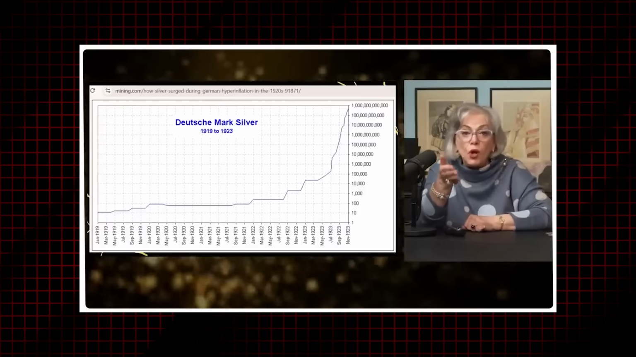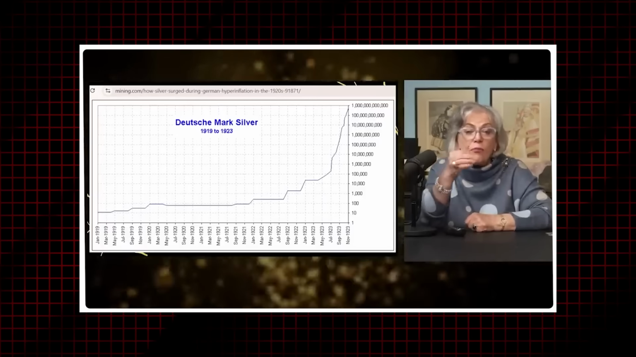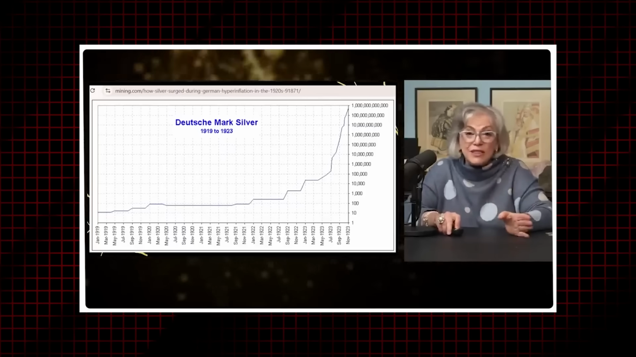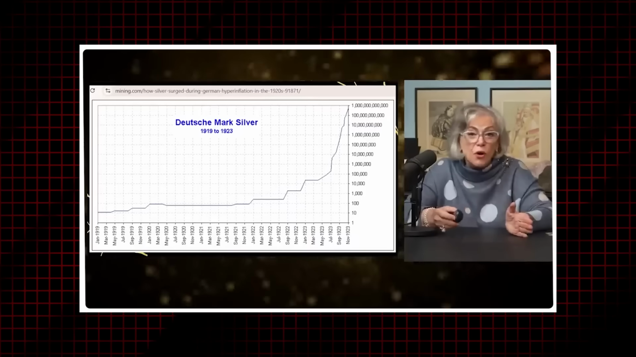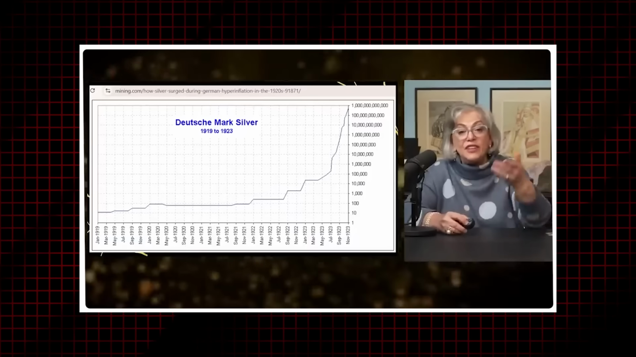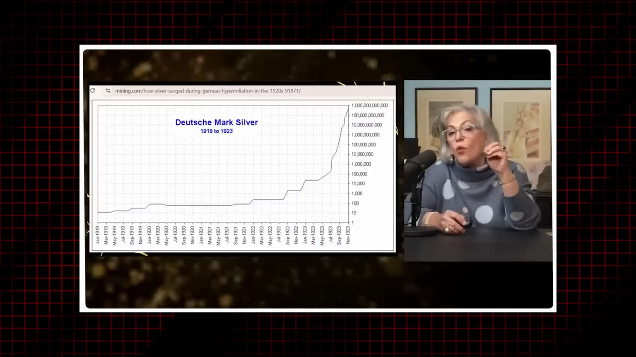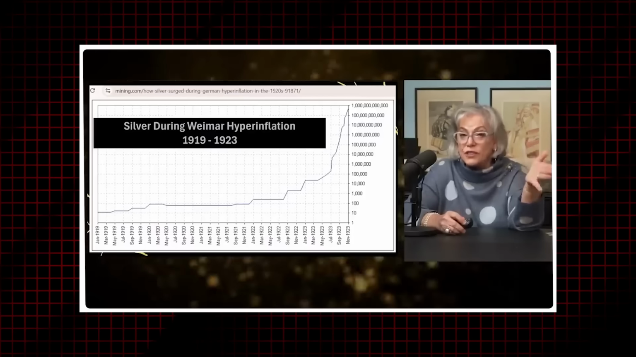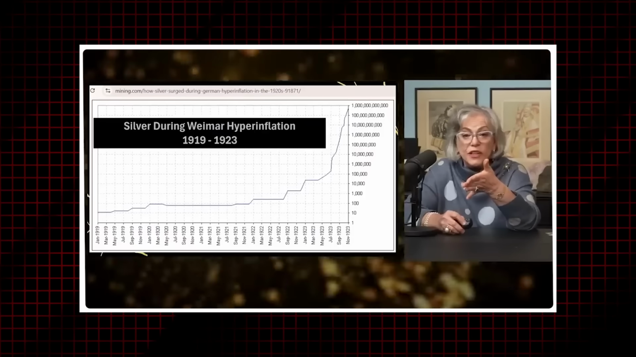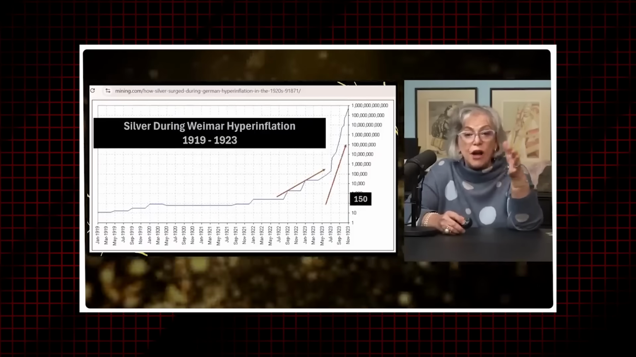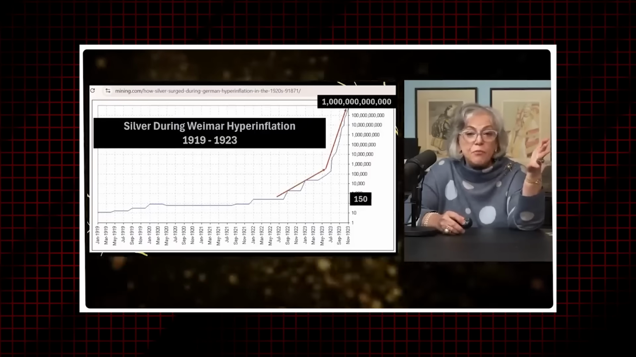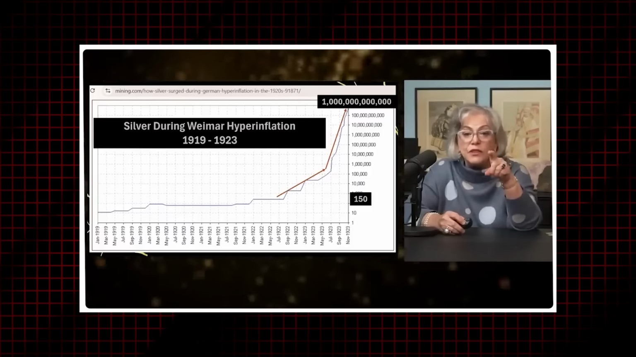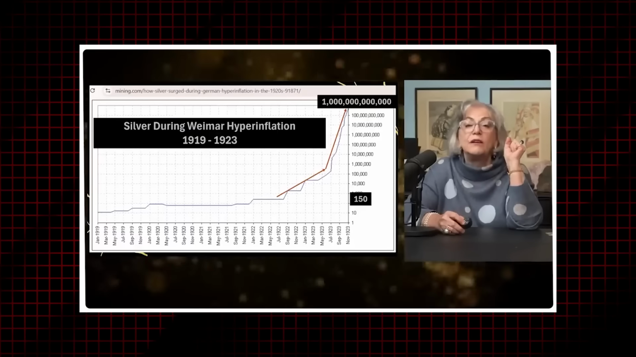So I pulled up the data from Weimar Republic in Germany, and not because that's the worst case, but because it's the most well-known case. And this is the data that I pulled on what happened to spot silver during that period of time. So this is 1919 and 1923, and it went from about 150 marks to an ounce to, let's see, hundreds, thousands, millions, billions, a trillion marks.